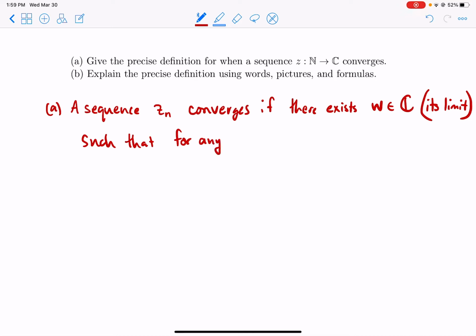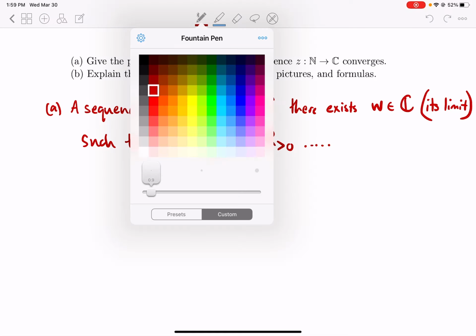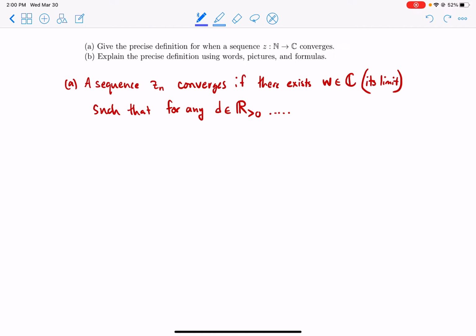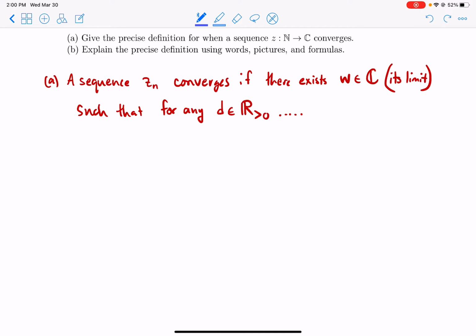for any desired closeness, little d, a positive number, like the radius of a ball. Well, now I'm going to switch and do some pictures, such that for any d, and we have to keep going. We're not done with our precise definition, but I need to think about some pictures before I can finish. So here I am in the complex plane. There exists some number, the limit of the sequence. We would write the z sub n's converge to w, and w is the limit.